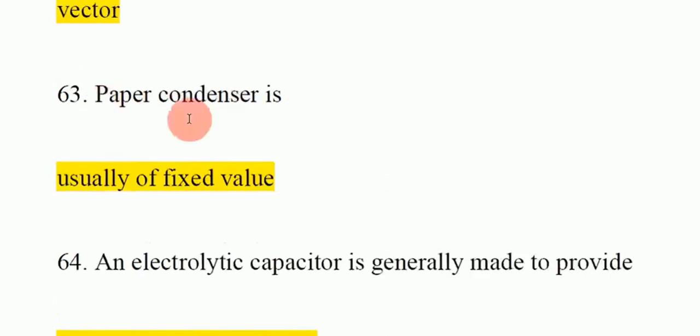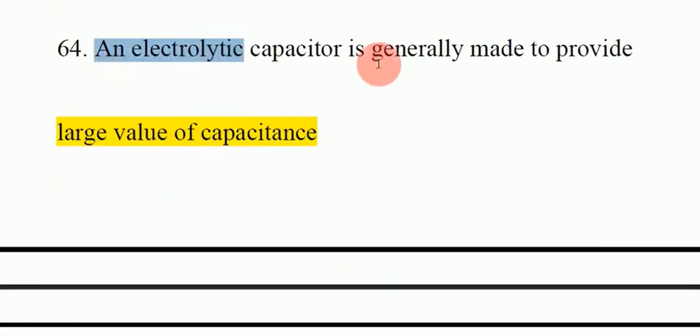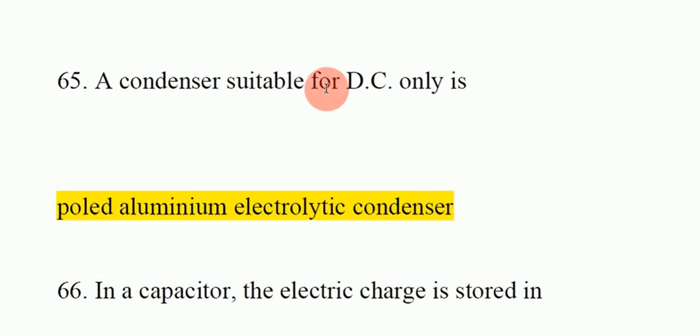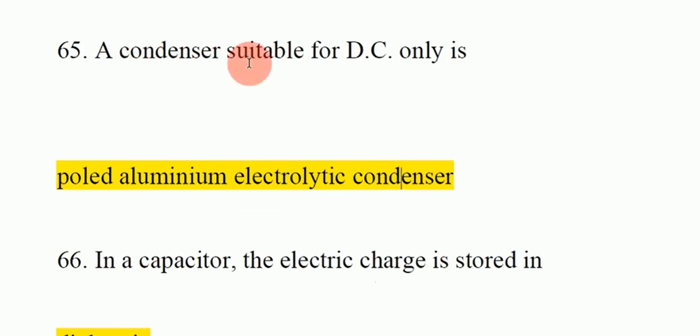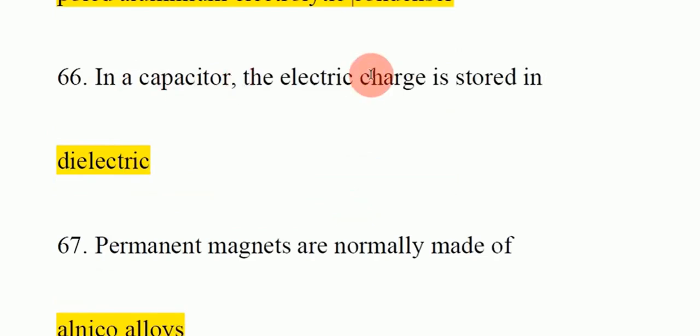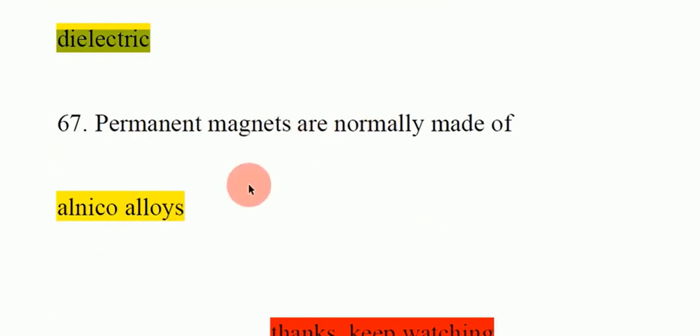A paper condenser is usually of fixed value. An electrolytic capacitor is generally made to provide a large value of capacitance. The condenser suitable for DC only is the polarized aluminum electrolytic condenser. In a capacitor, electric charge is stored in the dielectric. Permanent magnets are normally made of alnico. Thank you.